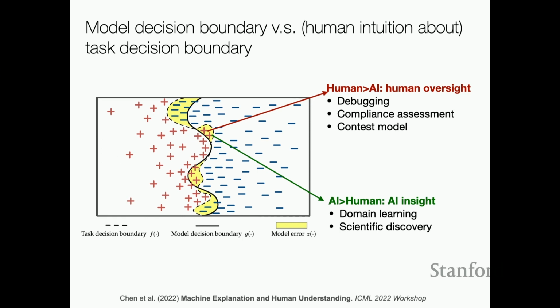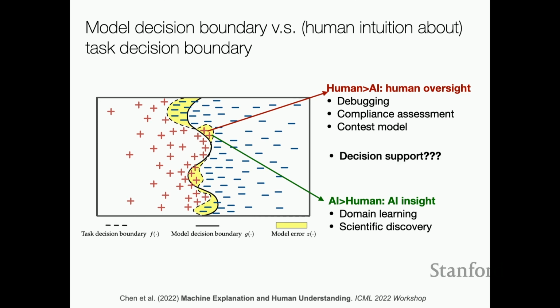And it makes a difference whether you take the position: does the human know more than the AI? If you assume the human knows more than the AI, these are the kind of human oversight use cases. You want to detect bugs, you want to detect compliance issues, or contest the model through explanation. If you assume the AI knows more than the human, that's the kind of AI insight use case. You want to gain domain knowledge or scientific discovery from explanation.